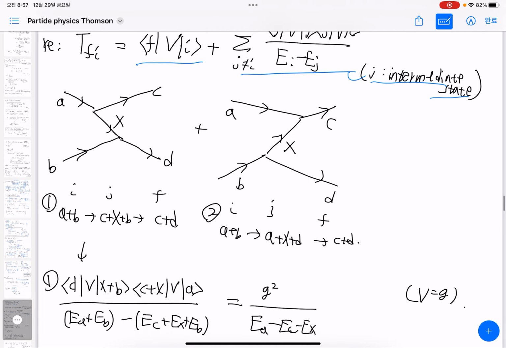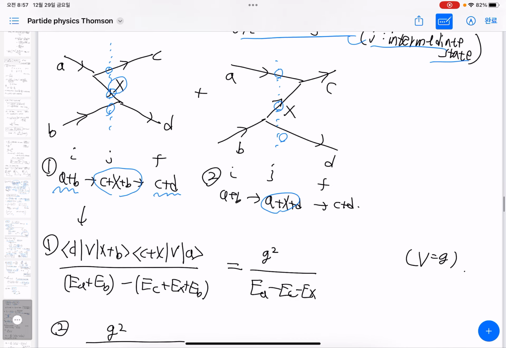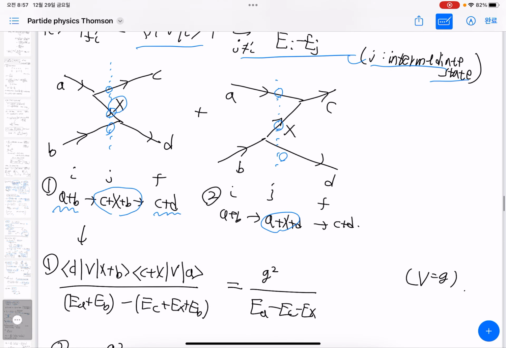So there are two possible diagrams for the scattering from A plus B to C plus D. There might be an intermediate state as C plus X plus B, where X is some mediator, the boson here. So if we cut this state, then there are three states: C, X, B. But in this diagram, the intermediate state becomes A, X, D. So we can write this second order term.